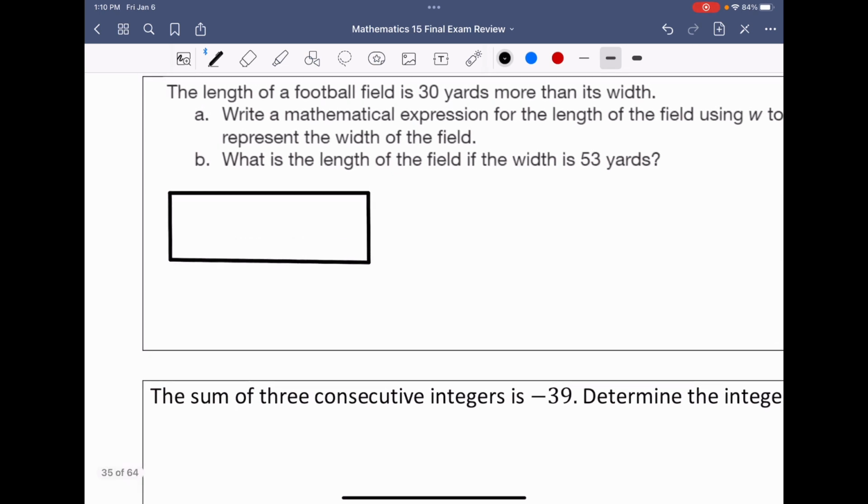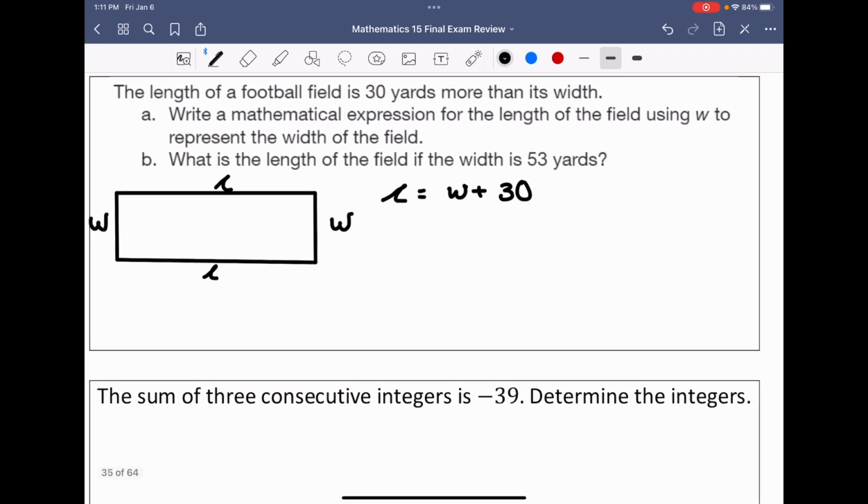The length of a football field, which I'm going to consider as our length. This is our length. This is our width. This is our width. Okay. The length of a football field is 30 more than its width. So therefore, length is equal to width plus 30, because whatever the width is, we just add 30 and that's going to give it to us there. So write a mathematical expression for the length in terms of that. Perfect, we've done that.